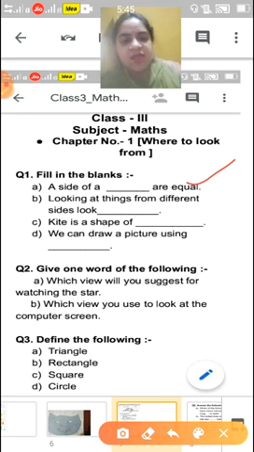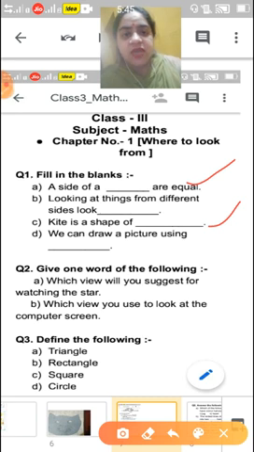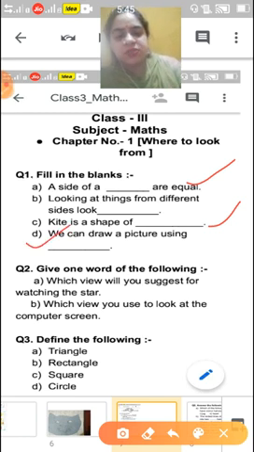Looking at things from different sides, it looks different. When we are looking at something from different sides, it is different. A kite is a shape of, how does a kite look, children? A kite is a shape of a diamond. When we are drawing some pictures, what did we use? We used a dot grid. So using dots, give one word of the following.